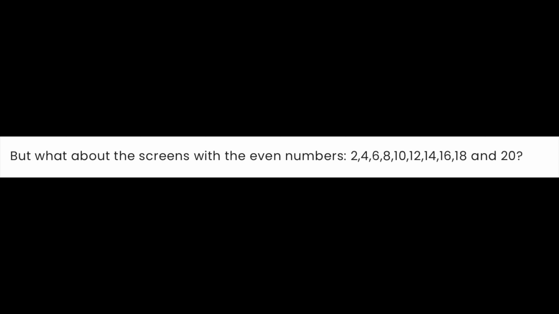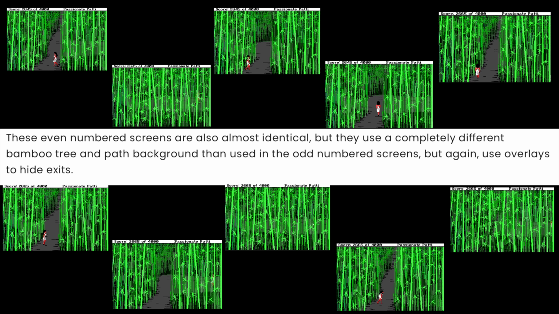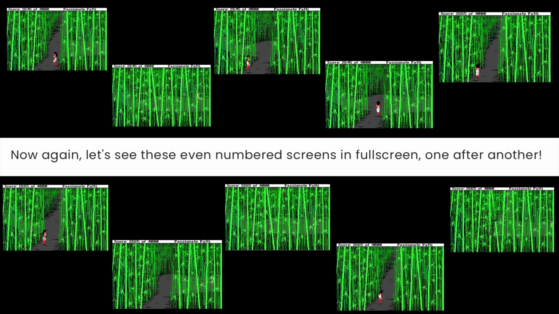But what about the screens with the even numbers, 2, 4, 6, 8, 10, 12, 14, 16, 18, and 20? These even-numbered screens are also almost identical, but they use a completely different bamboo tree and path background than used in the odd-numbered screens, but again, use overlays to hide exits. Now again, let's see these even-numbered screens in full screen, one after another.